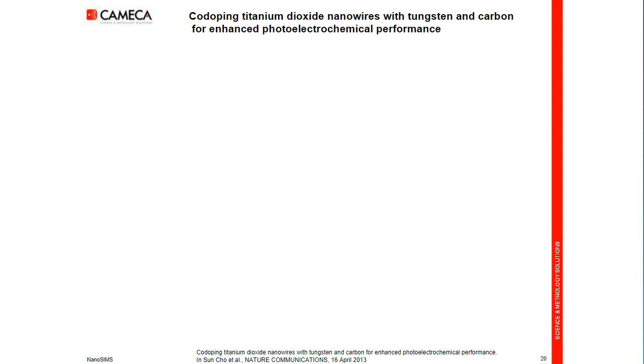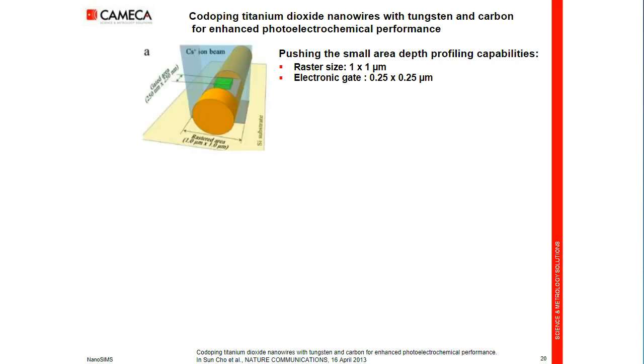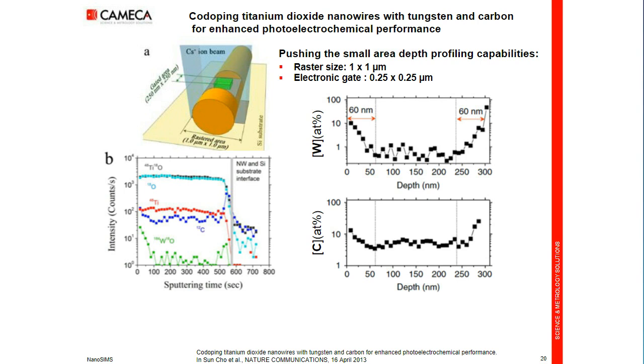Trying to make a depth profile from a nanowire is really pushing the small area depth profiling capabilities. So here the crater size was only 1 by 1 micron, and the signal was collected from a central region of interest of a quarter of micron size. Nevertheless, with this small area, a decent depth profile is recorded, you see, with several orders of magnitude. And with standards, one can quantify the tungsten and carbon composition of this depth profile across one single nanowire.